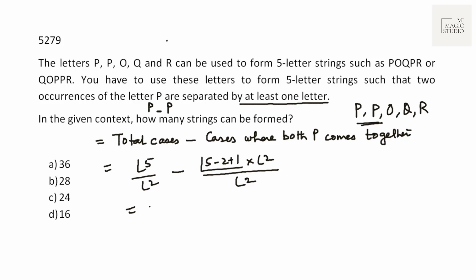Factorial 5 is 120. 120 by 2 is 60. Minus, 5 minus 2 is 3, plus 1 is 4, factorial 4 is 24. Okay, 60 minus 24 is 36. In 36 of the cases, you can make 5-letter strings such that there is at least 1 letter between the two P's. Option A is the pick.